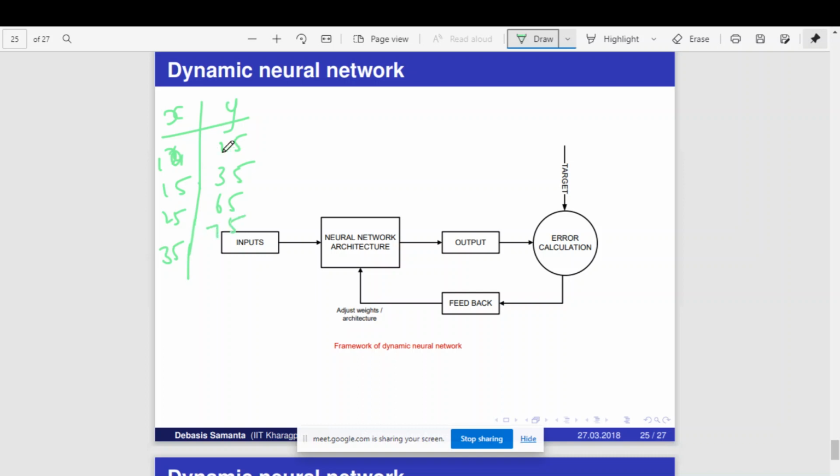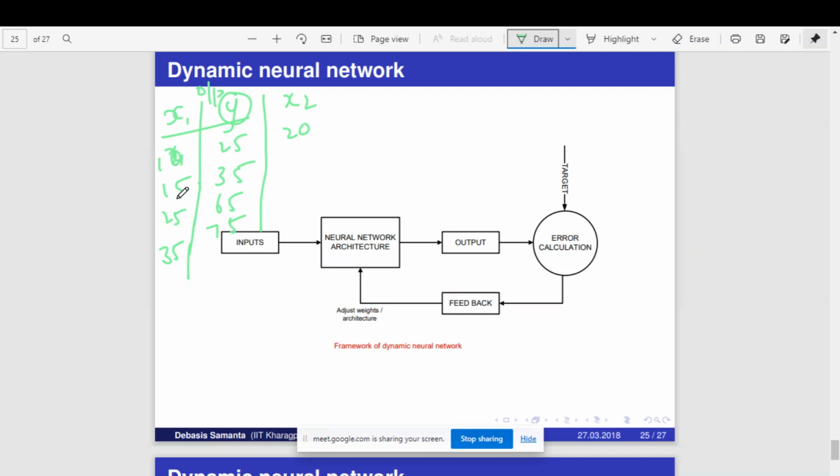Like this, there are some data points you have, right? I have given only one x for simplicity. It can be multiple x. Let us assume that you have x1 and x2, but still y is the output. X1 and x2 are the inputs. If x1 is 10 and x2 is 20, then the output should be 25.